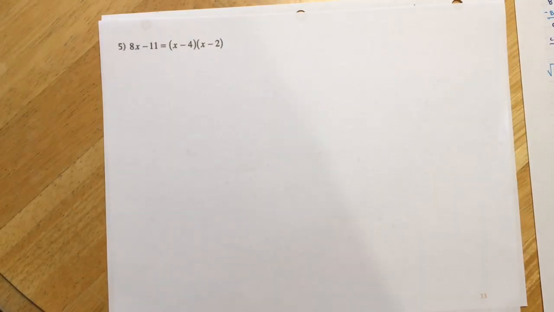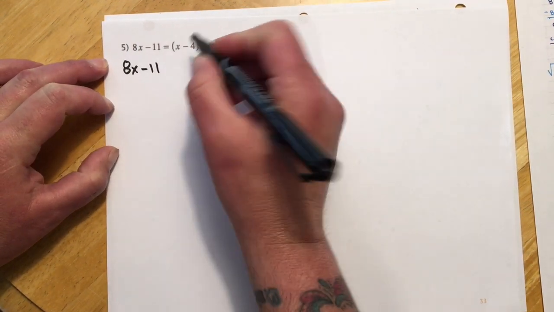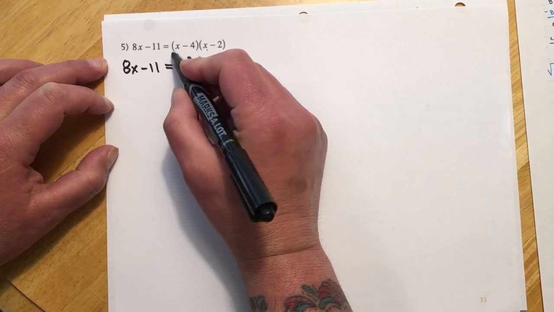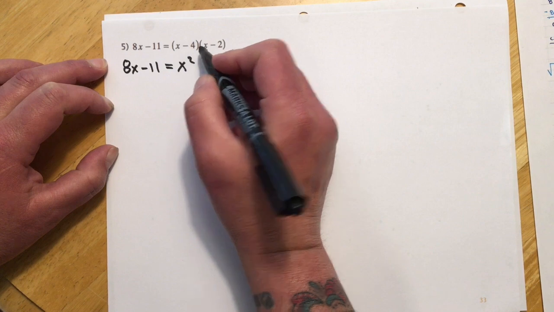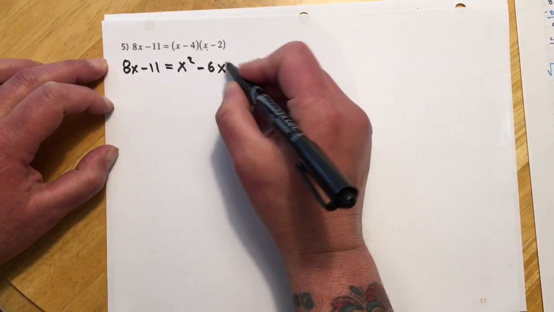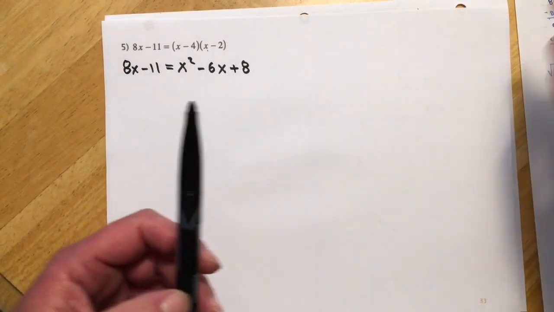So for number 5, it's not quite in the right form, so I have to do a little bit of work to get it there. I'll just bring this side down, and we're going to FOIL this out. So we're going to have x times x for x squared. On the outside we get minus 2, on the inside we get minus 4, so it's going to be minus 6x. For the sake of space here, I'll just do that together in one step, and plus 8.